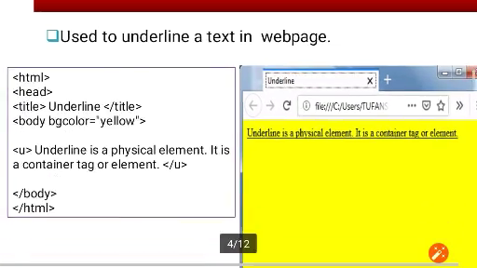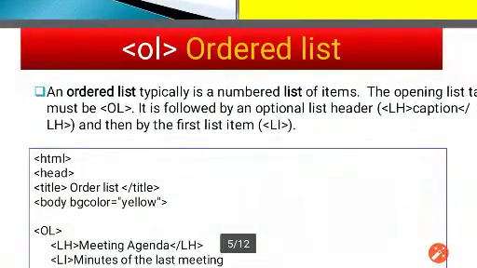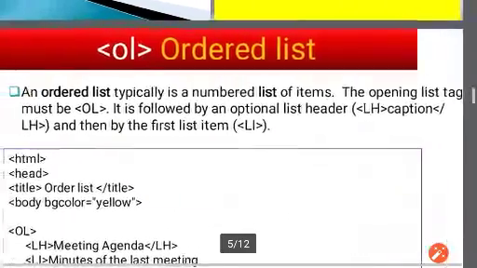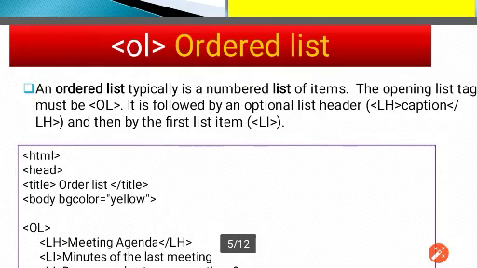Moving to the next slide, we have got ordered list. Now an ordered list is typically a numbered list of items, and the opening list tag must be OL. Now this OL, you can see over here, is capital. You can also use small letters, because we all know that HTML is case insensitive. It is not a case sensitive one.